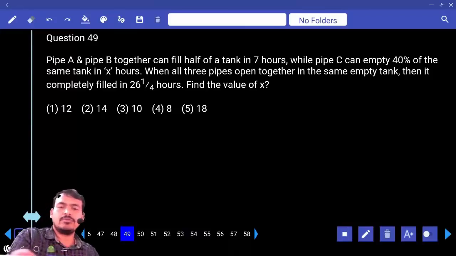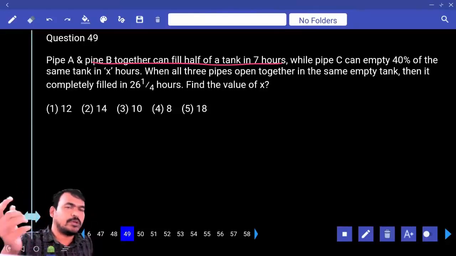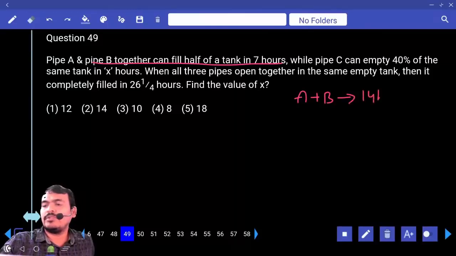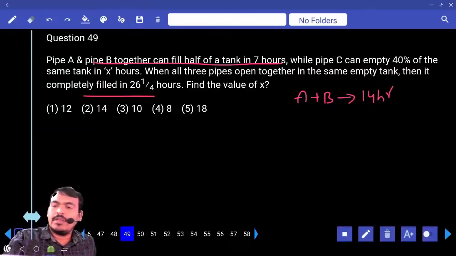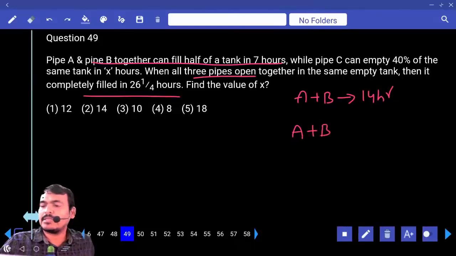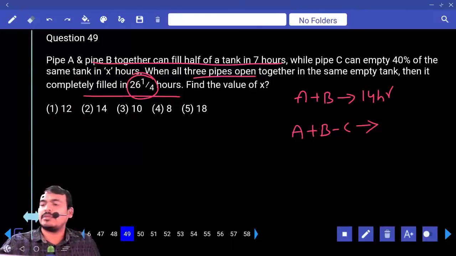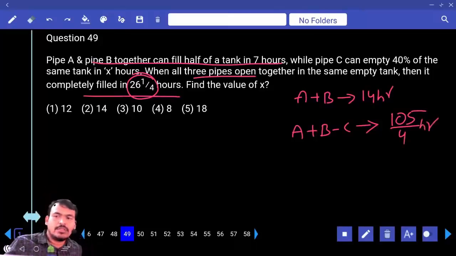First of all, A and B together can fill the half tank or the total tank? Half tank. Half tank is filled in 7 hours, which means the full tank takes 14 hours. So A and B together can fill the tank in 14 hours. And one more, it is completely filled by 3 pipes, which means A plus B minus C. 3 pipes can fill the same tank in 26 1 by 4 hours, which means 105 by 4 hours.